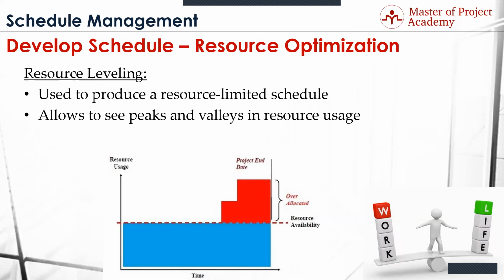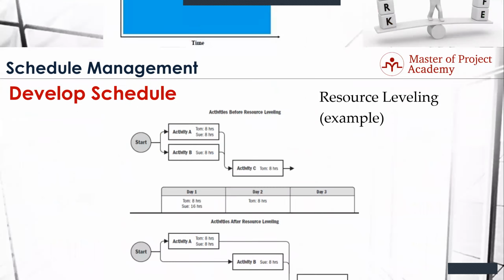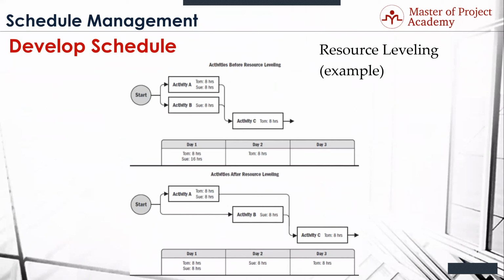Resource leveling kind of allows you to see the peaks and valleys in your resource usage and helps keep the levels constant. It doesn't show underutilization. Underutilization is a hard one to do because a lot of people aren't fully tasked to your project. They're only tasked at 20% or 10% or whatever percent. Okay, this is kind of a picture of resource leveling, and actually this is right out of the PMBOK.